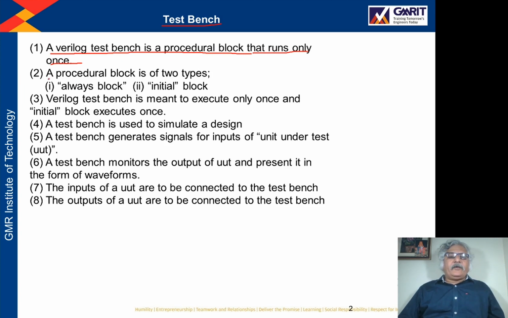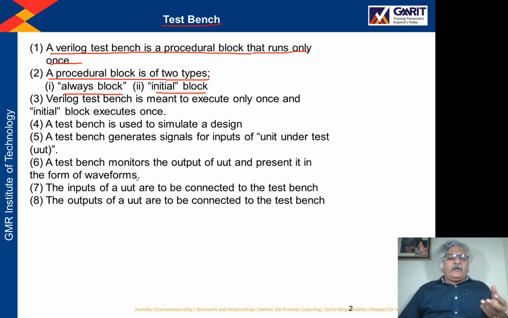Basically there are two types of procedural blocks: one is the always block and another is the initial block. In case of the always block, whenever there is an event on the signals which are in the sensitivity list, the always block will be activated and it runs.